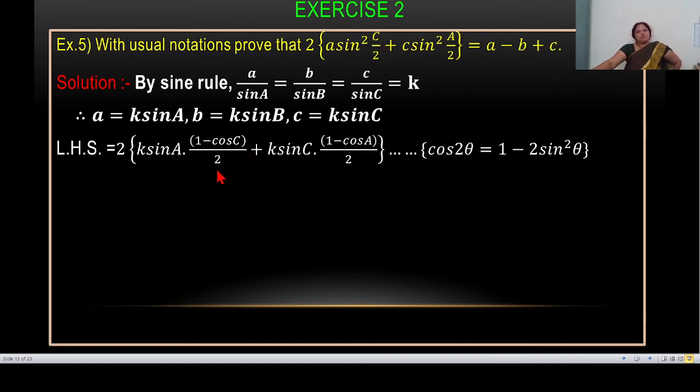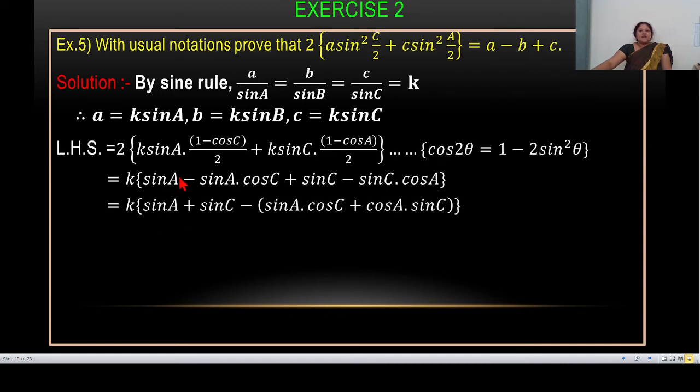Using this formula, 2 into k sin A into sin square C upon 2 equal to 1 minus cos C upon 2, plus k sin C into sin square A upon 2, which is 1 minus cos A upon 2. K into bracket sin A into 1 minus cos C plus sin C into bracket 1 minus cos A. Sin A minus sin A cos C plus sin C minus sin C cos A. K into sin A plus sin C as it is, minus bracket sin A cos C plus cos A sin C, equal to k into sin A plus sin C minus.